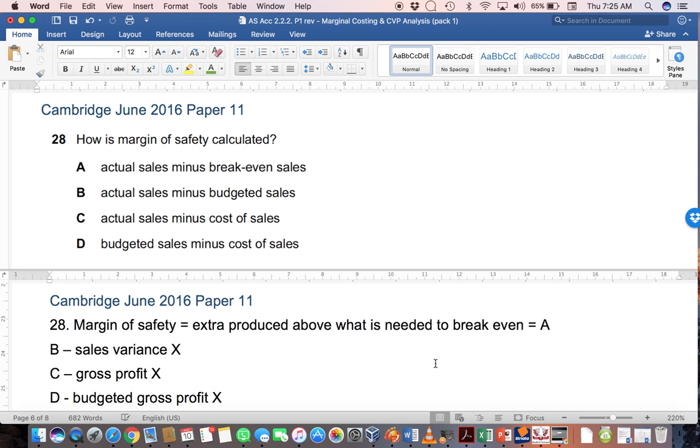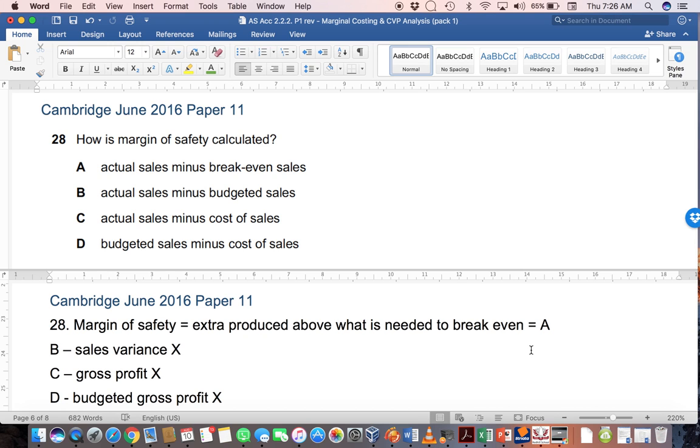Cambridge, June 2016, paper 1-1, question 28. How is a margin of safety calculated? Remember that a margin of safety is talking about making an extra quantity of products over and above whatever your break-even point is. So if you would break even, for example, at a certain number of units, you want to make more than that so that you are making a profit. And the difference between your break-even point and the quantity that you are planning to produce will be your margin of safety. So how would you calculate this?